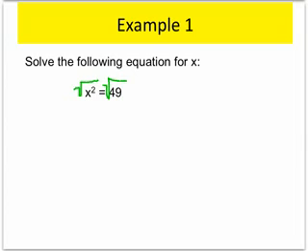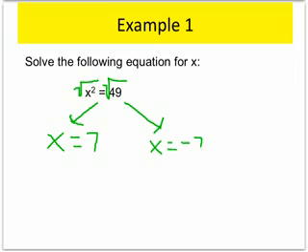Now, the square root of x squared is simply x. The square root of 49, though, is a little bit more complicated. There's actually two answers. So I'm going to split off this equation into two pieces. The square root of 49 could either be positive 7 or negative 7, because 7 times 7 is 49, and negative 7 times negative 7 is also 49.